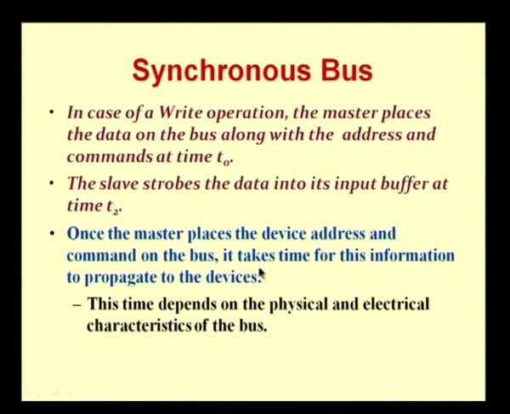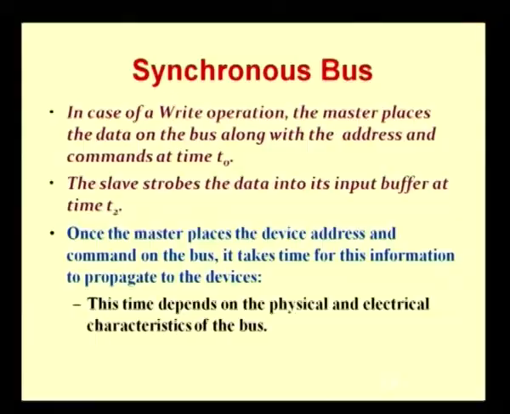Now, why do we have this time? It is because it takes time for the information to propagate to the devices. Remember that the bus is actually a physical connection, a set of wires. It takes time for the signal to propagate along these wires. So, we need to give some time for the propagation to happen, which is why this time t0 to t2 needs to be specified. Normally this time will depend on the physical and the electrical characteristics of the bus. It is basically a design decision.